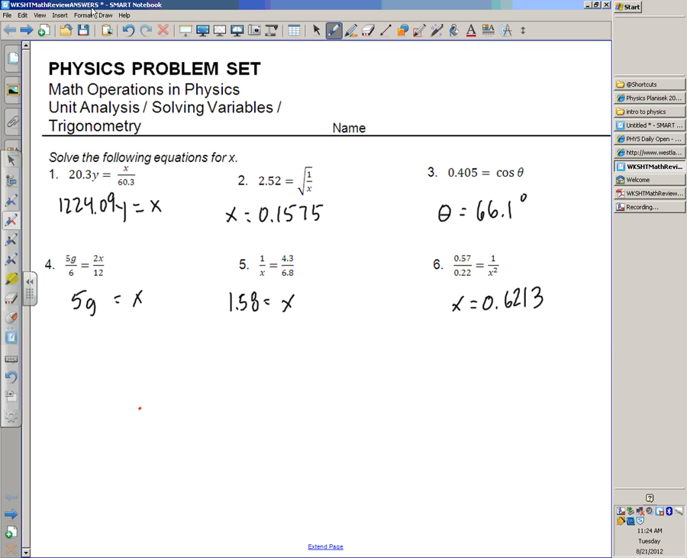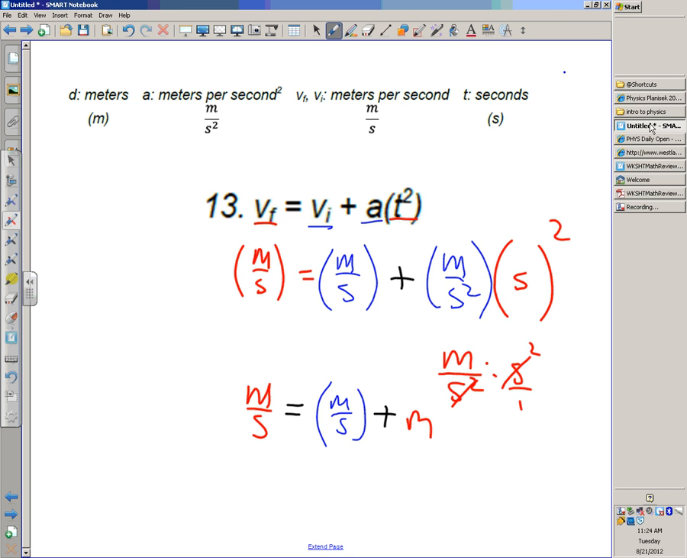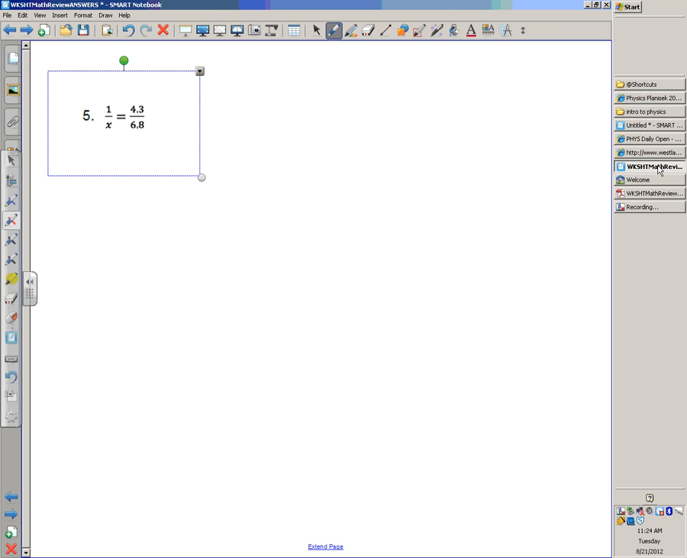Alright, I want to do the first section. I wanted to go over questions number 5 and number 6 with you, because I find that questions 5 and 6 are ones that people have trouble with because of where the variable is that you're trying to solve. So if we take a look at number 5, okay, we'll get number 5 on its own page here. There's number 5. Make it a little bigger.